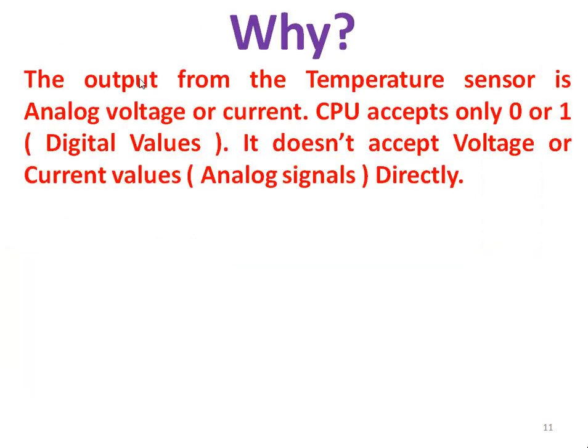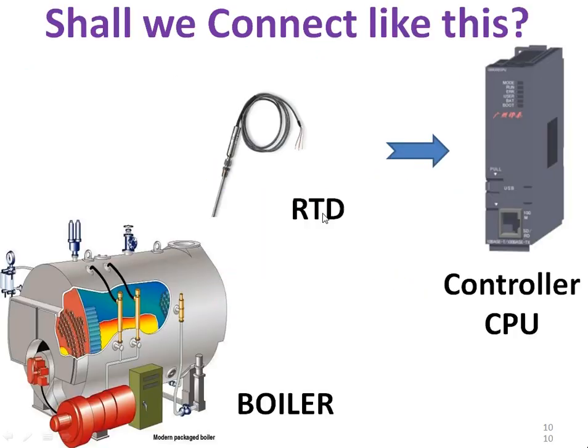Why? Because the output from the temperature sensor is analog voltage or current. Your controller CPU accepts only 0 or 1, which means digital values. It doesn't accept voltage or current values directly, because your temperature sensor will produce 1 volt, 2 volt, 3 volt, and the CPU will not accept these voltages directly. The CPU is a digital device, it accepts only ones and zeros. So you cannot give a voltage directly to the CPU.